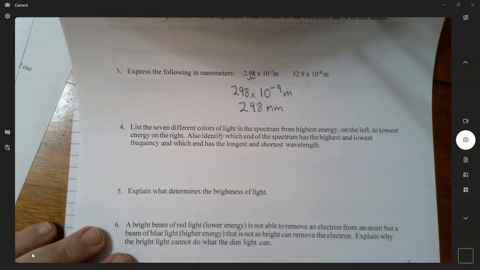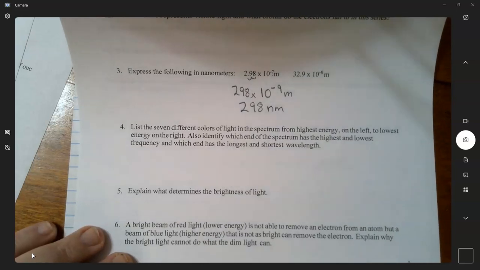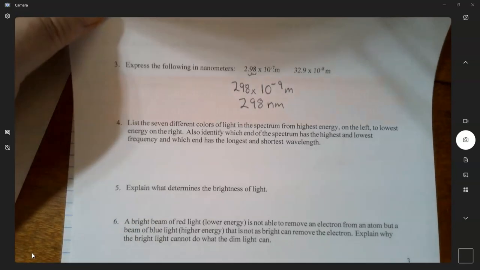All right, explain what determines the brightness of light. It's the number of photons. So if you have a lot of photons of red light, they're going to be very bright. If you only have a few photons of blue light, they're not going to be very bright. However, blue light is still more energetic than red light, and all those extra photons of red light do not add up to more energy of blue light. So it's the frequency that determines energy. It's the number of photons that determines the brightness of the light. All right.